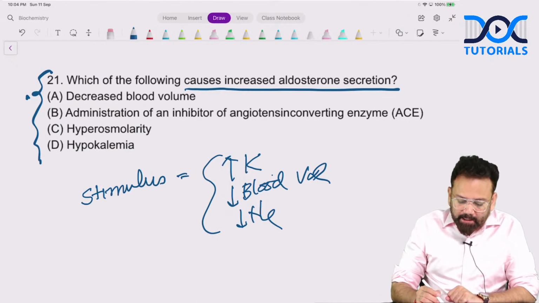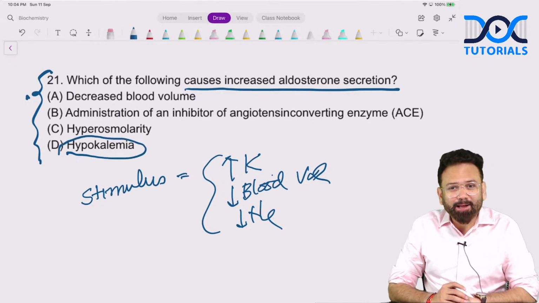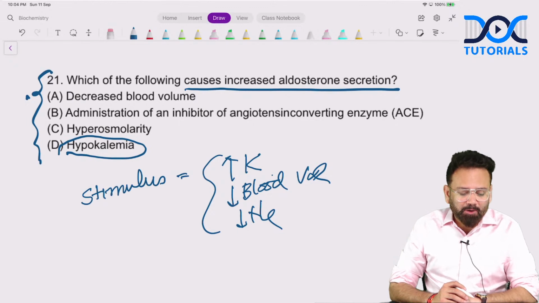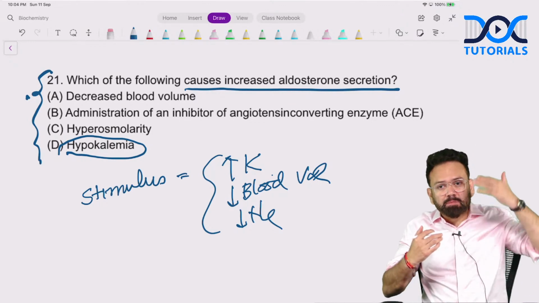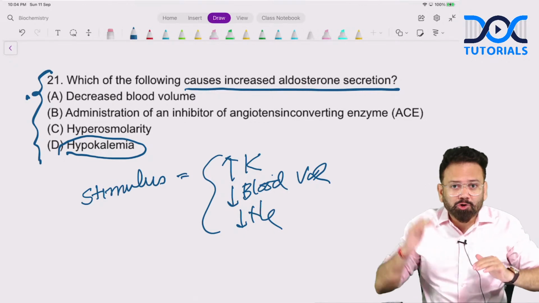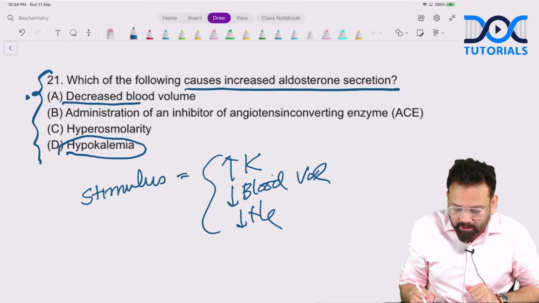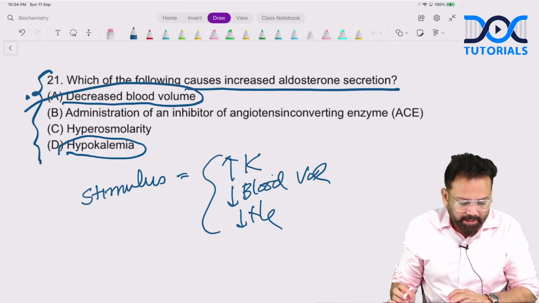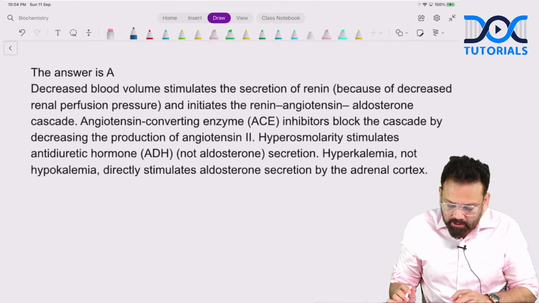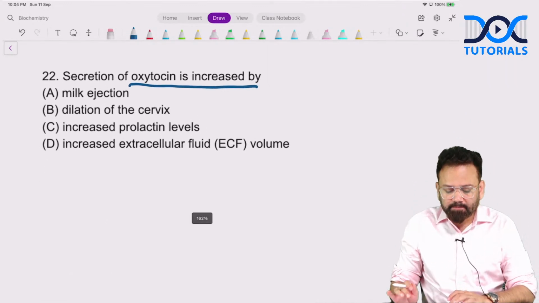You are saying it is hypokalemia, my dear. It is hyperkalemia. All students always mark the kalemia. Hyperkalemia, when potassium is more, aldosterone will be secreted. Hypokalemia, aldosterone will be less, not more. So the answer is decreased blood volume. Answer is A.